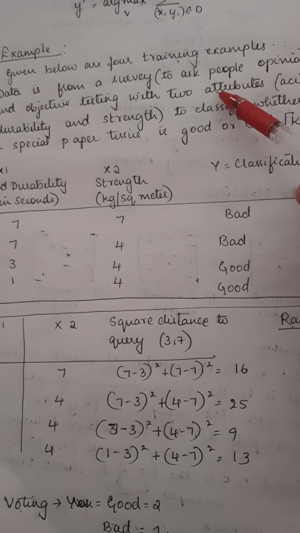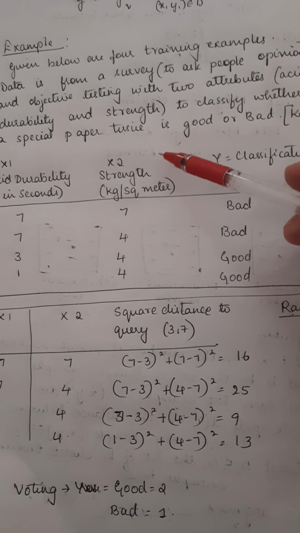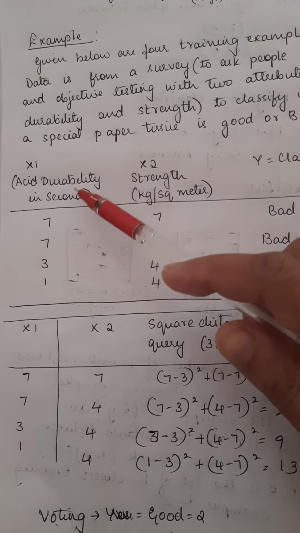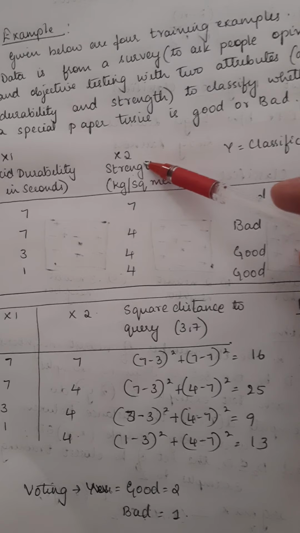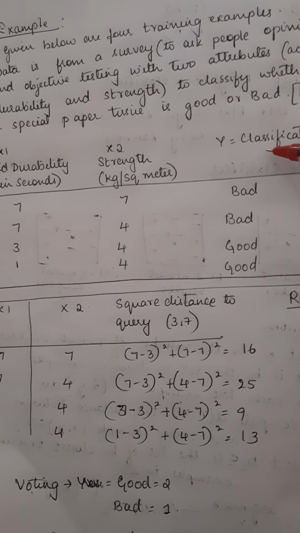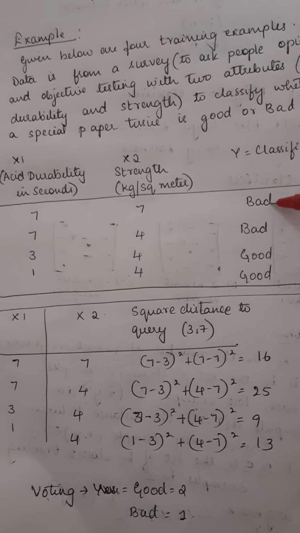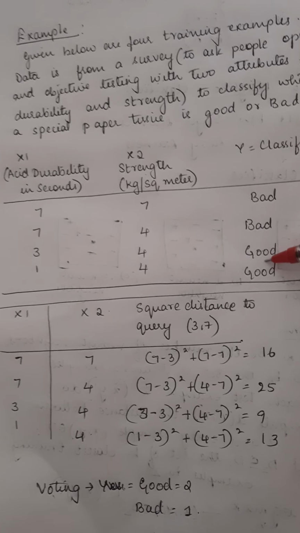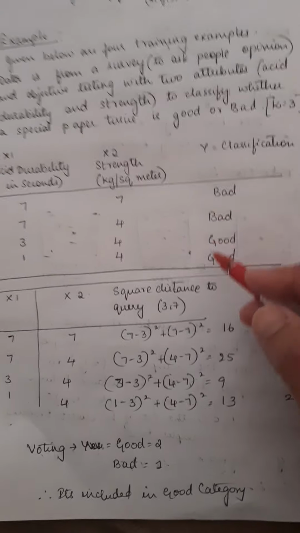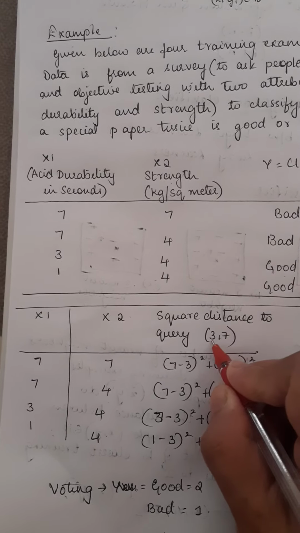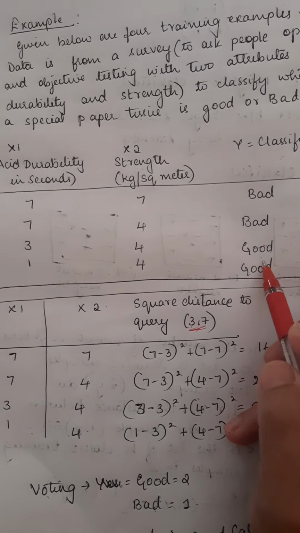I have got 4 training examples here. It is a survey form. You are asking people to give their opinion about 2 attributes, x1 and x2. x1 is acid durability, and x2 is strength. Based on that, I am classifying whether that particular data is a bad one or a good one. So I have got 4 data over here. Then I have a test data. Now the test data is 3, 7. I have to classify whether it belongs to the good category or the bad category.